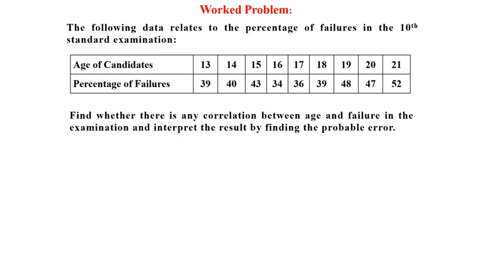So this is the first question. We have to find out the correlation coefficient between age of candidates and percentage of failures, and say any quantitative relation between age and failure. Then interpret the result by finding the probable error. We have to interpret the correlation coefficient by using probable error also. Let us try this solution.